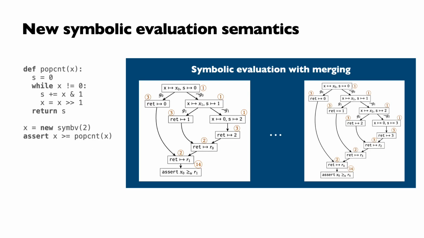So this is it. What we have is the new semantics for symbolic evaluation with merging. It is a combination of two existing approaches, symbolic execution and bounded model checking. We use merging from the bounded model checking to combat the path explosion that arises in symbolic execution.